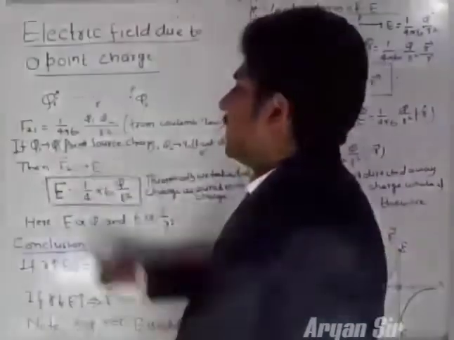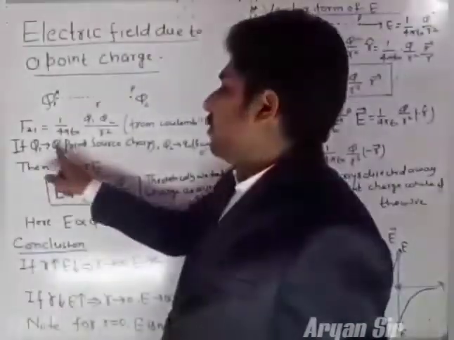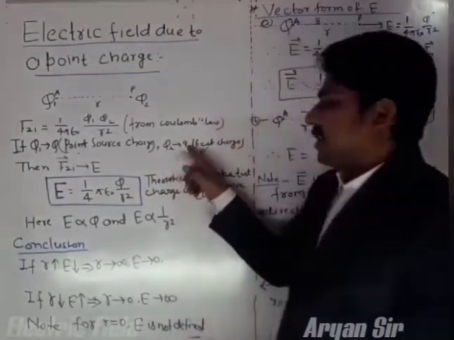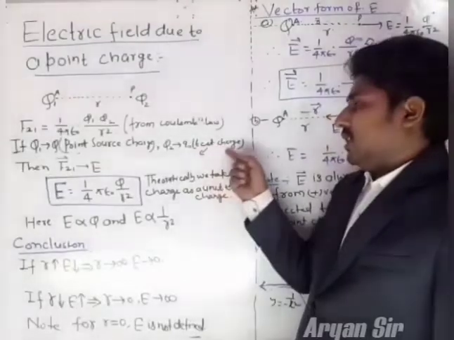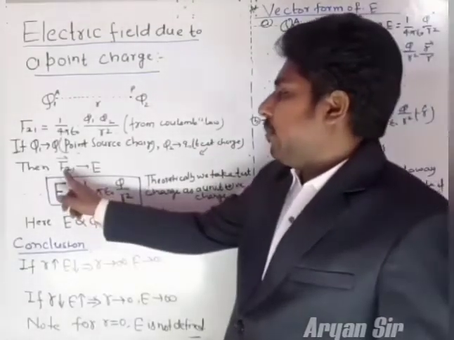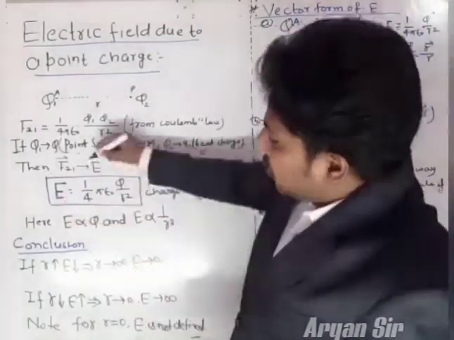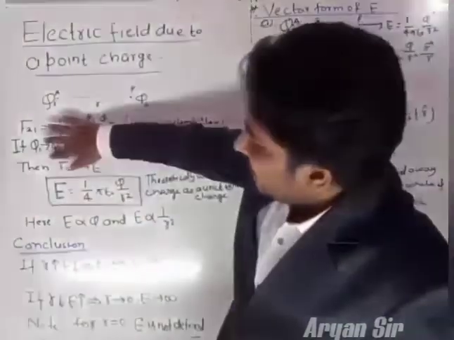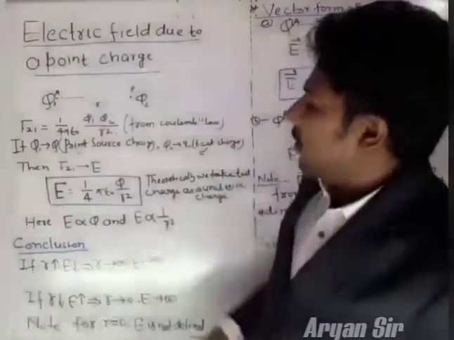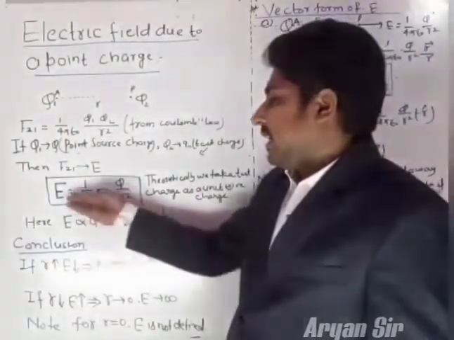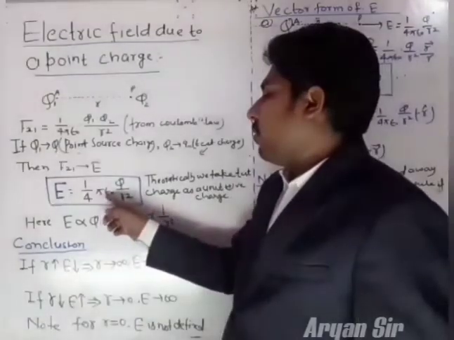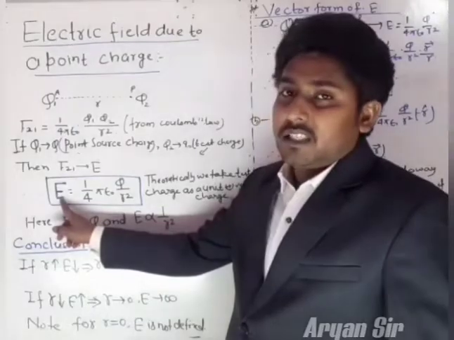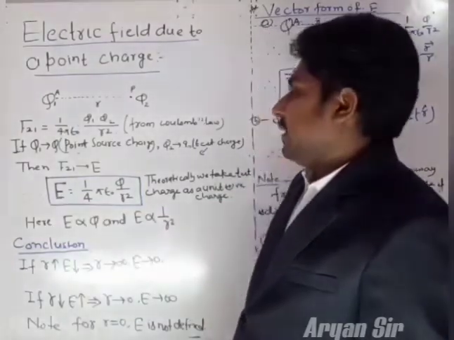See here, q1 is the point source charge, and q2 tends to q0. This is the test charge. Then the F12 vector tends to the E vector. If you write it in scalar form, then F12 tends to E, and E can be written as 1 by 4 pi epsilon naught into q by r square. This is the electric field intensity, right?